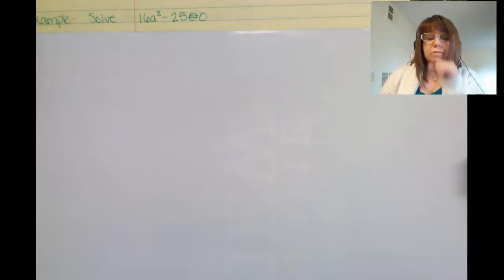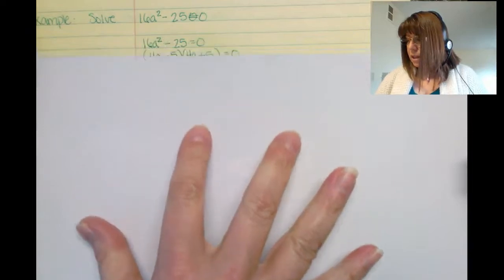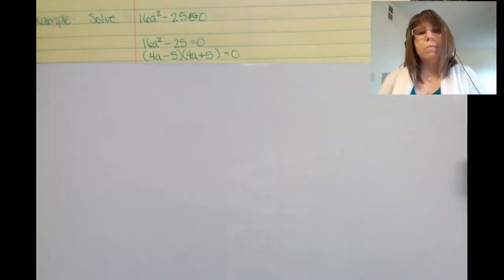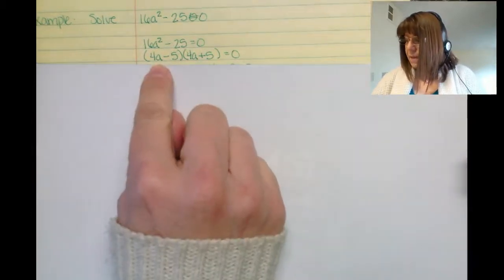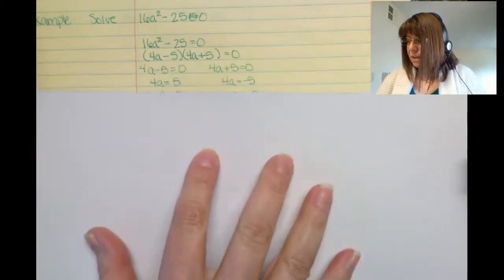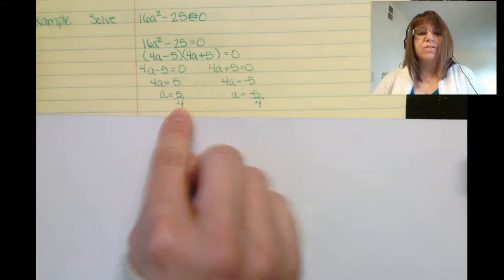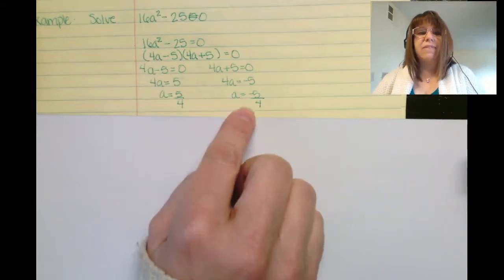Let's solve, pardon me, 16a squared minus 25 equals 0. Again, two factors that multiply would be 4a minus 5 and 4a plus 5. Solve them and I get a equals 5 fourths and a equals negative 5 fourths.